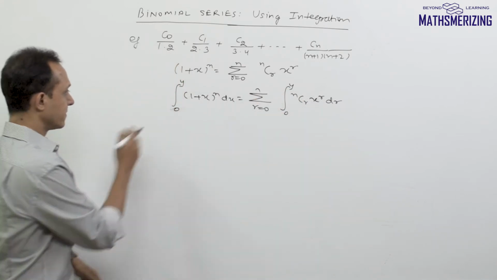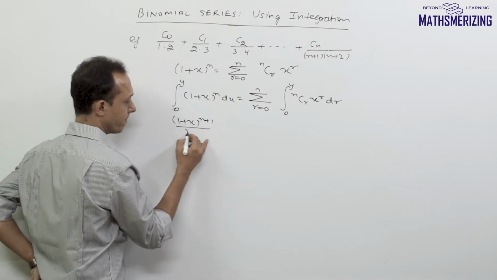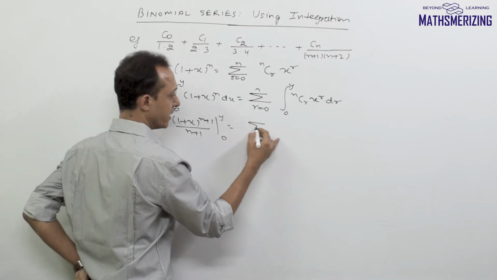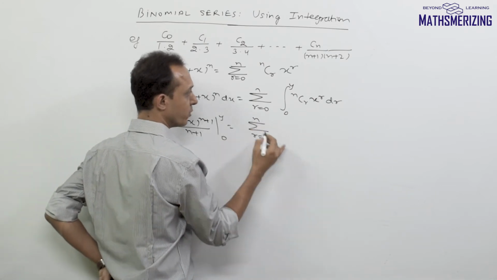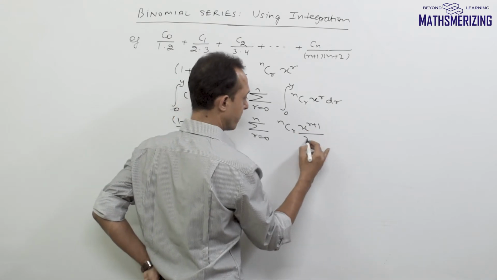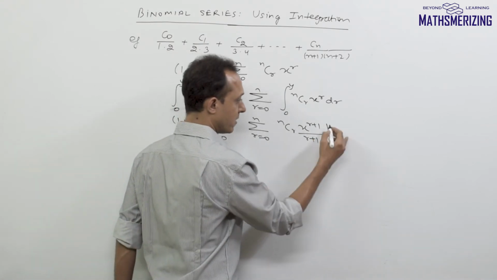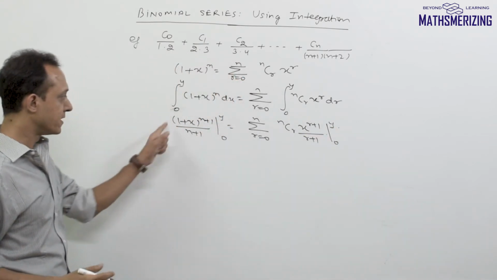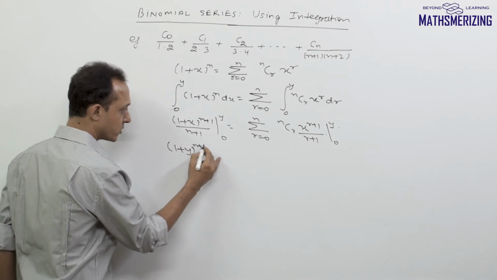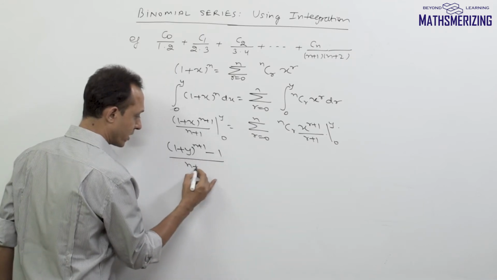So I'll write it as (1 plus x) to the power n plus 1 upon n plus 1 from 0 to y. It'll be summation r varies from 0 to n, and there'll be nCr x to the power r plus 1 upon r plus 1, and then again from 0 to y. So on the left hand side, I'll get (1 plus y) to the power n plus 1, and then minus 1 upon n plus 1.